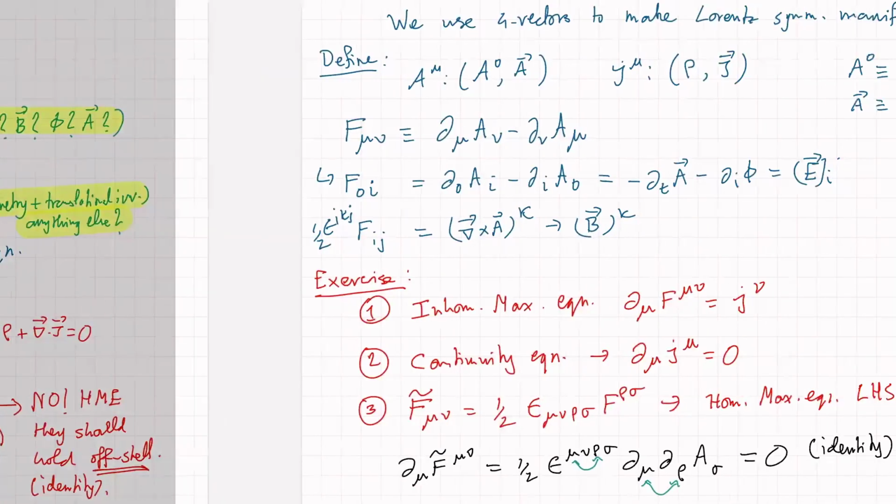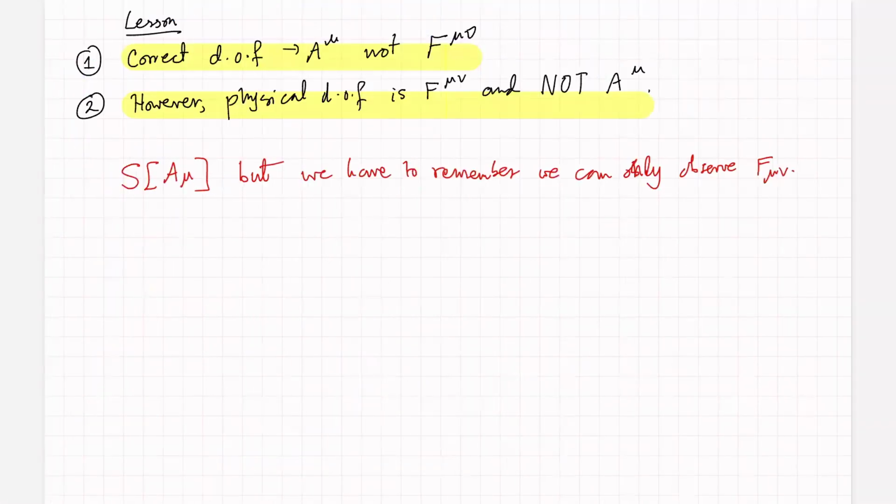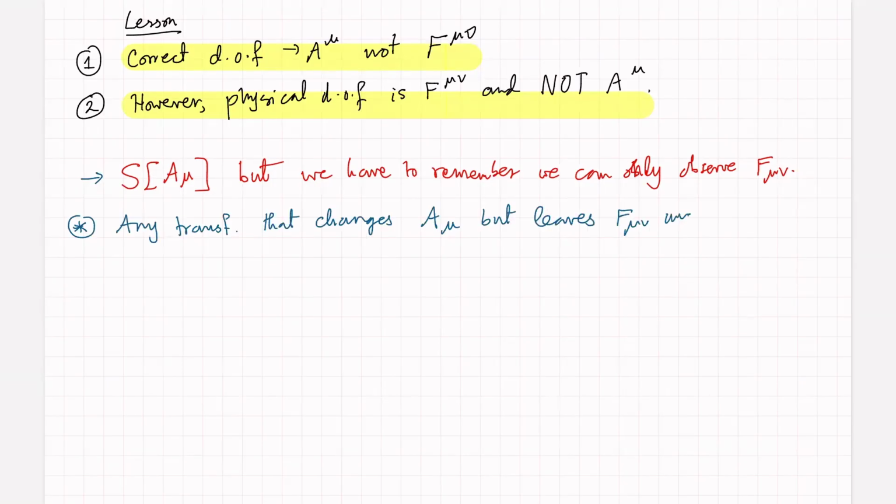Well, it turns out that there is a kind of symmetry that we need to worry about, and it is tied to precisely this fact that we discussed here, because once you have this, you have this possibility that if there is any transformation that changes A mu but leaves F mu nu unchanged, it is a symmetry of the action. I put the word symmetry in quotes for a reason. It will become clear in, let's say, 10-15 minutes.